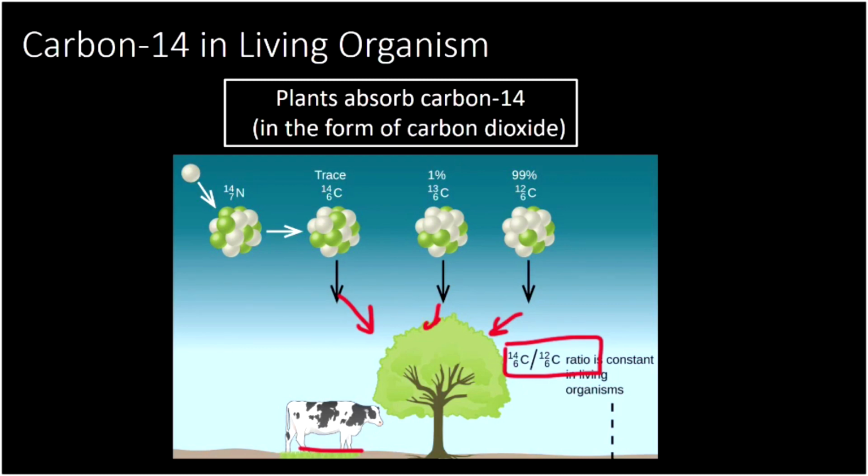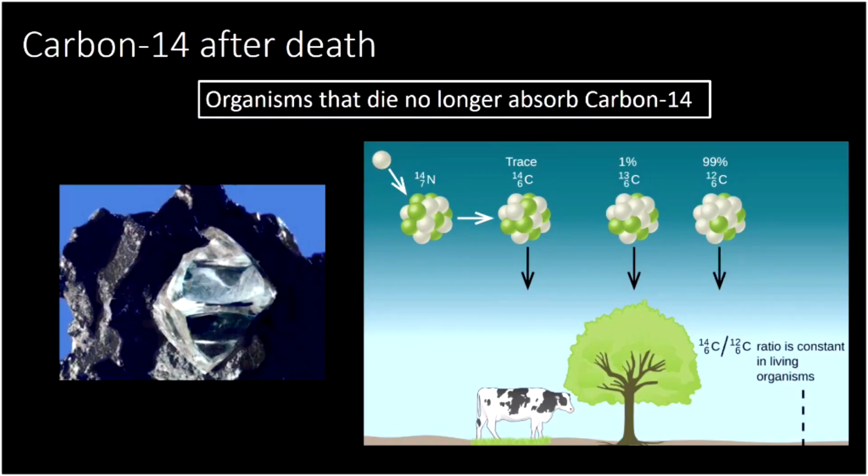Okay, how does this process proceed from here? We now know that all living organisms have some carbon-14 in them. Well, here's the thing, is that once an organism dies, that carbon-14 begins to decay. So the reason that diamonds don't have any carbon-14 in them is because they're made of organic matter that's so old that all of that carbon-14 has decayed. So once an organism dies, whether it's a plant or an animal, the carbon-14 starts to decay and eventually lose their carbon-14, and that takes time.